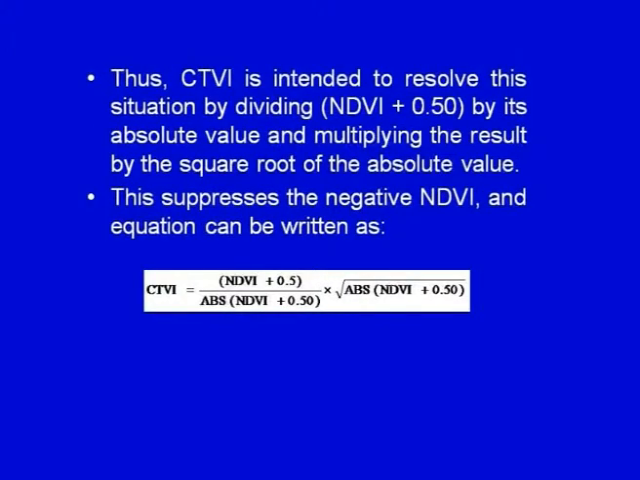Thus, CTVI is intended to resolve this situation by dividing NDVI plus 0.5 by its absolute value and multiplying the result by the square root of the absolute value. This suppresses the negative NDVI, and the equation of the same can be written as shown below. CTVI is nothing but the ratio of NDVI plus 0.5 divided by the absolute value of NDVI plus 0.5, multiplied by the square root of the same.